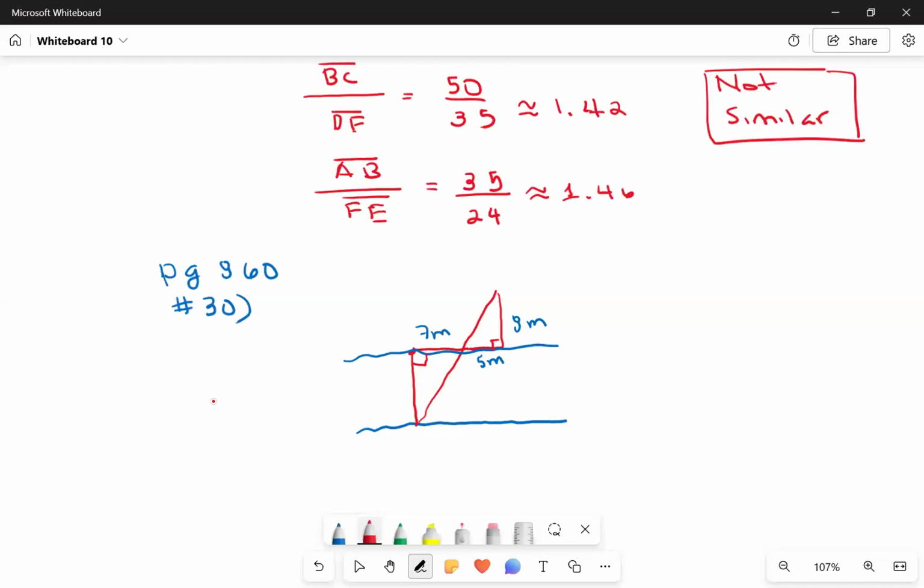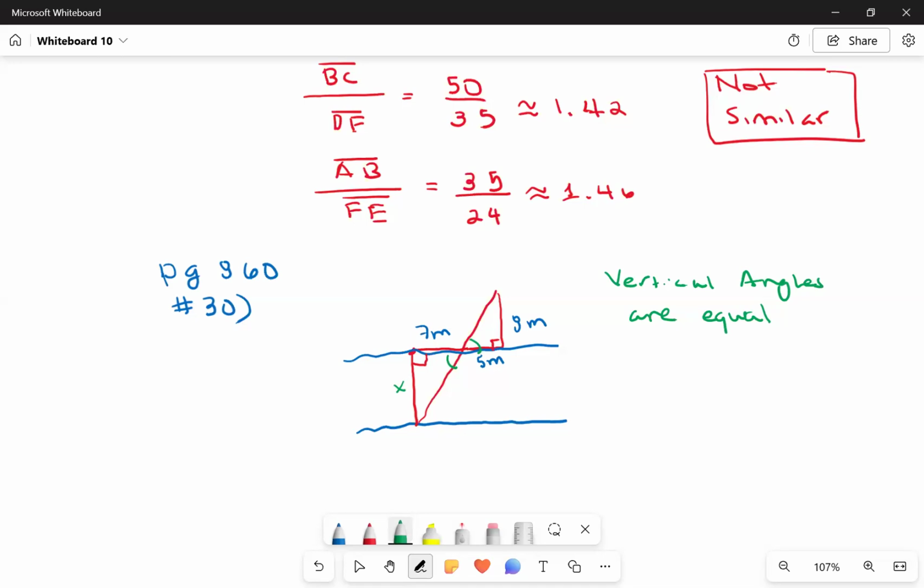And the answer is, yeah, they are similar. First, I happen to know that they both have a 90-degree angle. That's already given to me. But these two angles right here, we have a name for those. Those are called vertical angles. So that means they're equal, and therefore these two triangles are similar. So what I'd like to find is the length of the river. I'll go ahead and call that side X, and I'm going to use the triangles to solve for X.